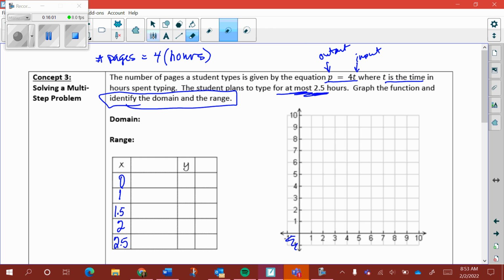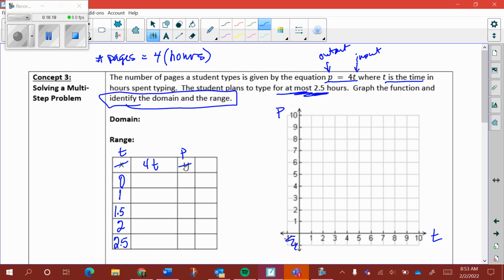Oh, crazy there. All right. So then I want you to plug in for that equation. This is for t. So this is my t and this is my p. This is t and this is p.